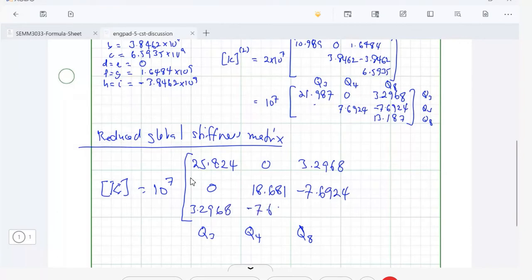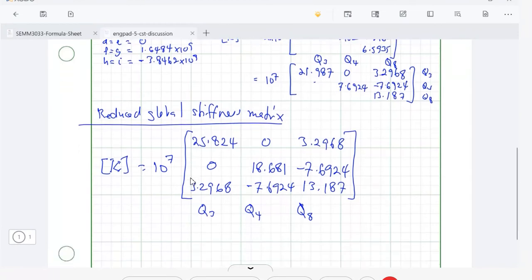Three. Okay, and if you repeat this, we should get this number. So anyway, this is symmetrical, and this is 13.187. And again, take note that our diagonal are positive numbers. Please double check this. If you get a negative number in the diagonal, then something is not right. So now this is what we get for our reduced stiffness matrix. Right, so we are almost done here.